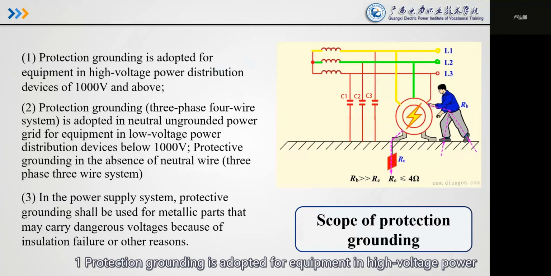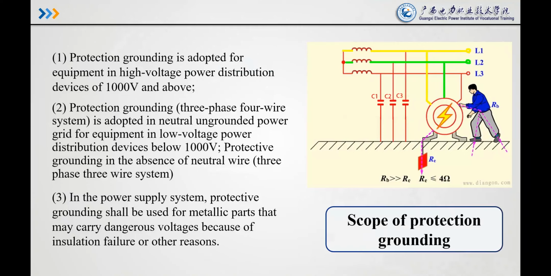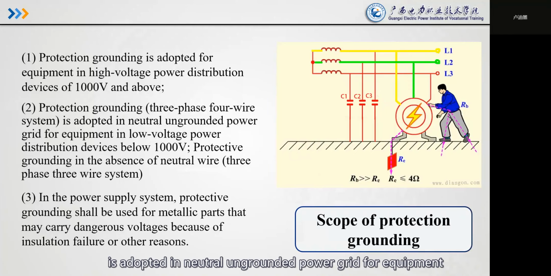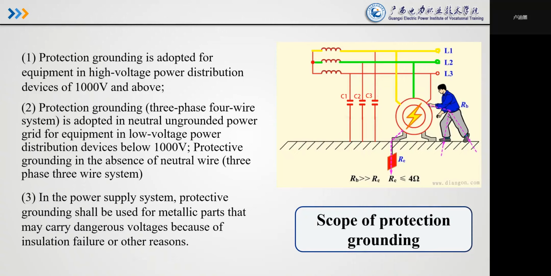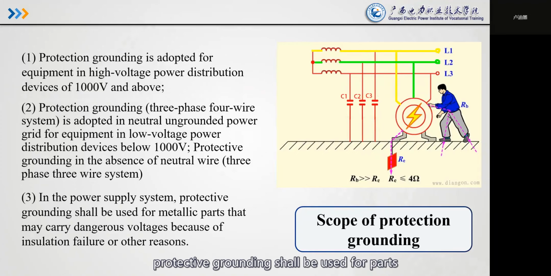Application scope. One, protection grounding is adapted for equipment in high voltage power distribution devices of 1000 volts and above. 2. Protection grounding is adapted to neutral ungrounded power grids for equipment in low voltage power distribution devices below 1000 volts. Protective grounding is used in the absence of neutral wire. In the power supply system, protective grounding should be used for parts that may carry dangerous voltage because of insulation failure or other reasons.